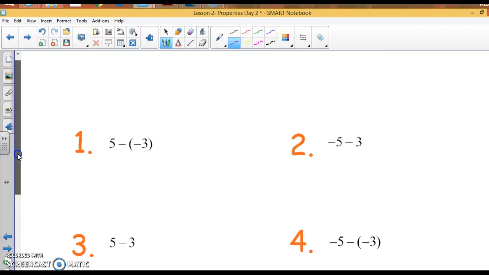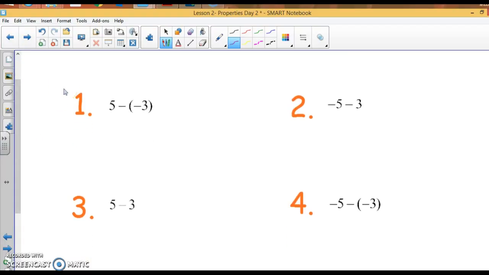All right, here's a review of subtracting integers. Again, pause and try them. You want to change these to add the opposite, make 2 marks. 5 plus 3 is 8. Add the opposite, negative 5 plus negative 3 is negative 8. This one you don't really need to add the opposite, but I'm going to anyways. You end up with 2. And add the opposite to get negative 2.